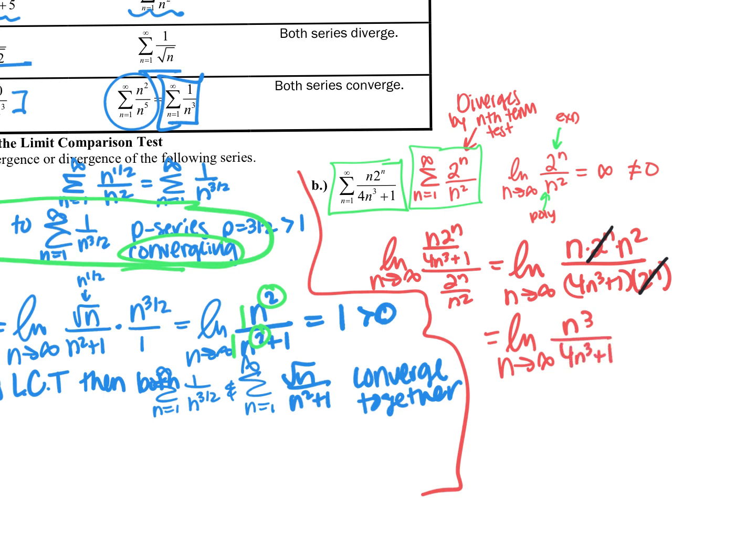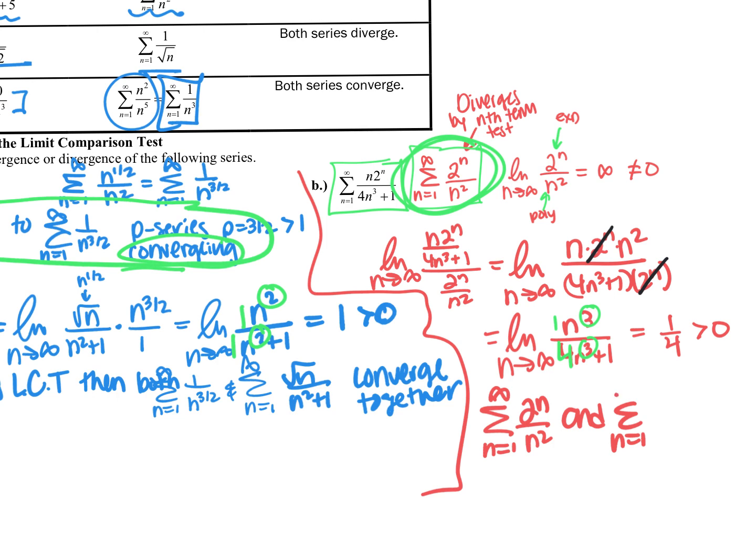And then these guys are both growing at the same rate because they have the same degree. So we'll look at the ratio of the leading coefficients, which is 1 and 4, to find our limit. So this limit will be equal to 1/4. Which is greater than 0 and finite. So we don't just say it converges, right? We look at what did our original series do. This guy diverged, so they both diverge together. So this guy and this guy diverge together.